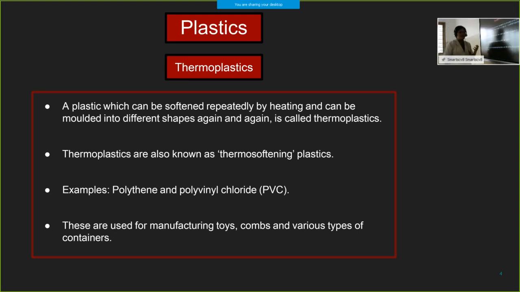You are very familiar with polythene bags. We go to a market with the polythene bags to buy vegetables and all. So that is actually polythene, and it is a polymer. It is made up of ethene molecules. Many ethene molecules combine together to form polyethylene, and in short we call it polythene. Then polyvinyl chloride is the full form of PVC. That is also an example of thermoplastic. Where is it used? These are used for manufacturing toys, combs, and various types of containers. So I hope it is clear.